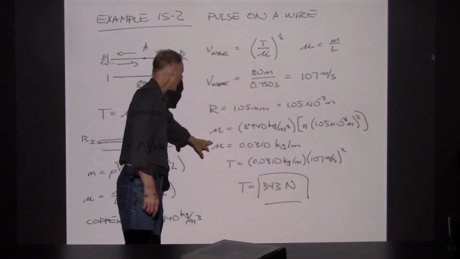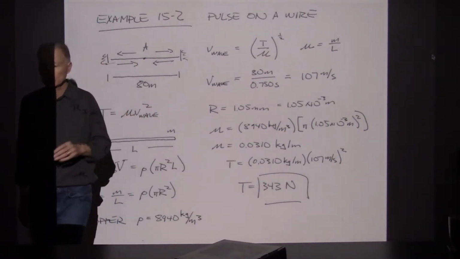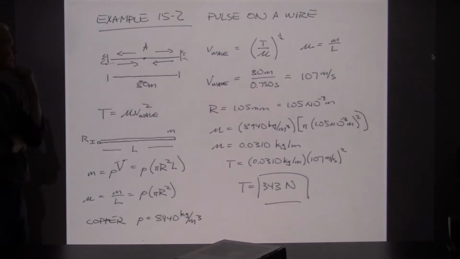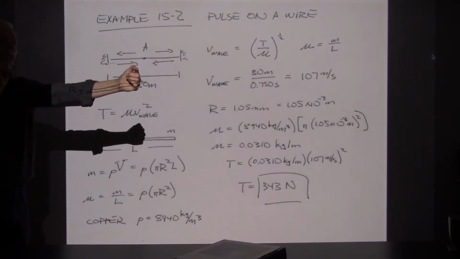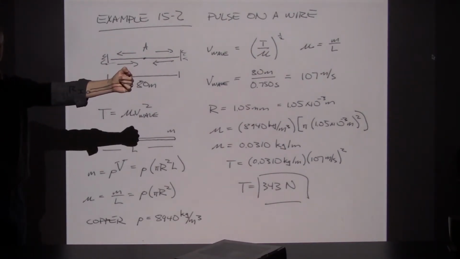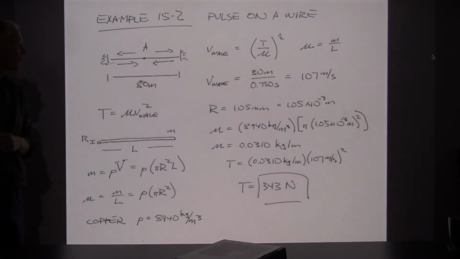So putting all that together, I am getting a mu value on this that says it's 31 grams per meter. So this much of the copper wire, which is only a couple millimeters in diameter, is apparently 31 grams.